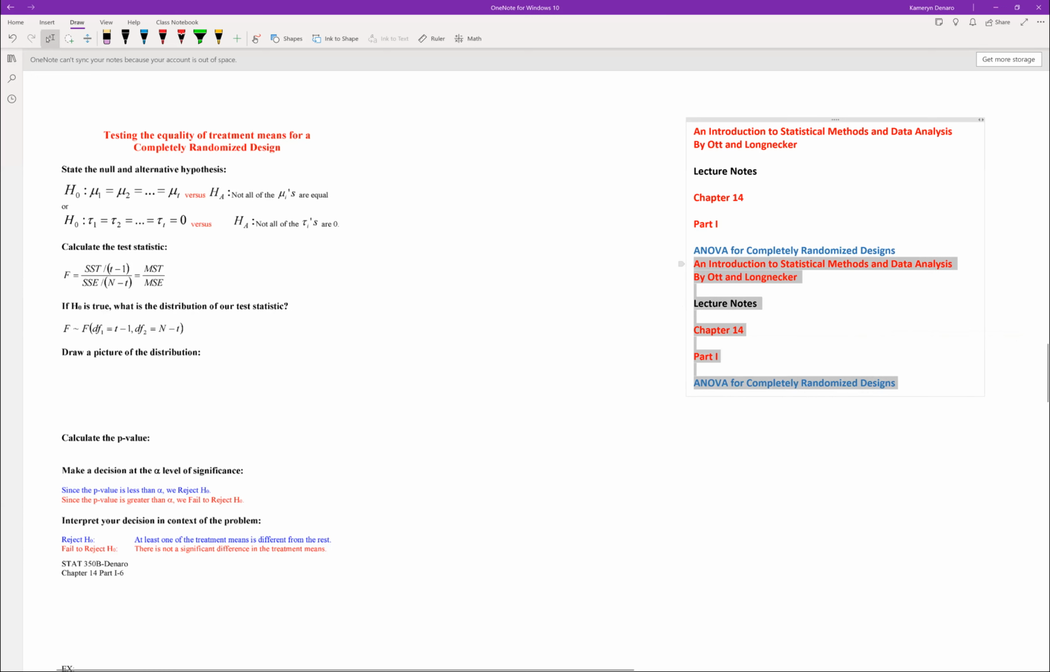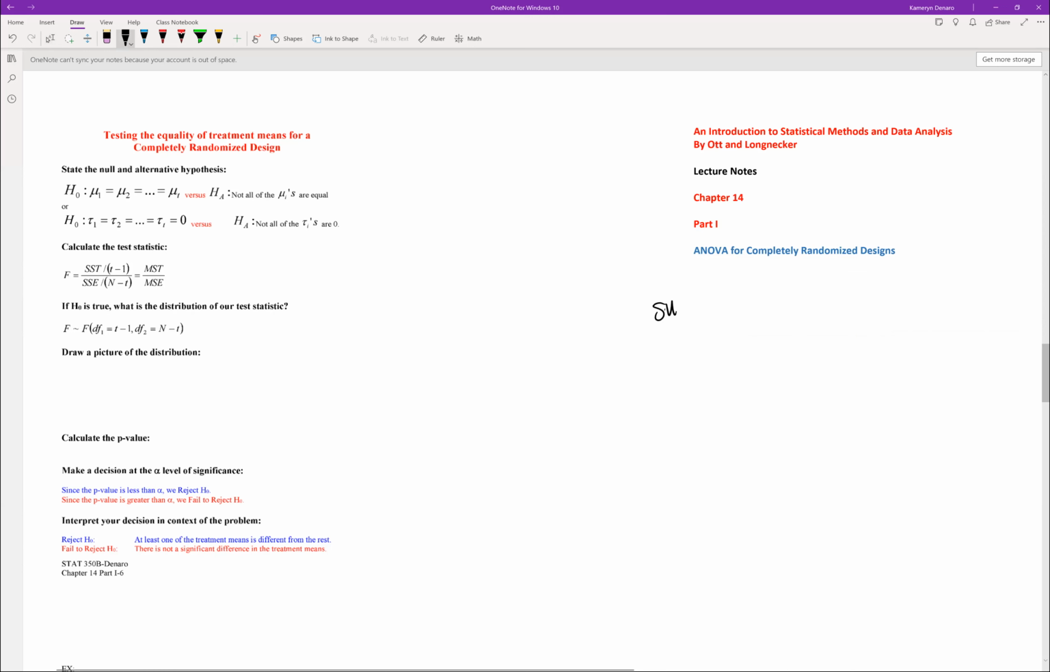Okay, so just as a reminder, we're working on a situation where we have our subjects who are randomized into one of t treatments, and then we observe a response Yij, which is the response for the jth person in treatment i. And you could ask yourselves, are all of these treatments performing similarly, or is there a difference? Is there a treatment effect?